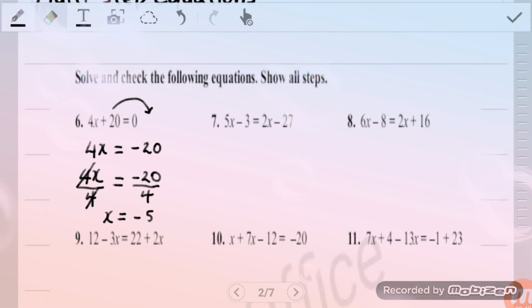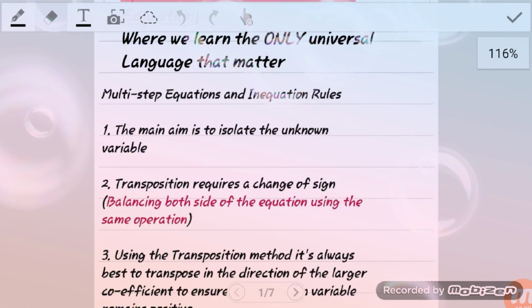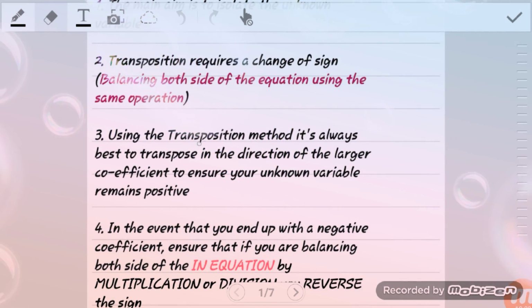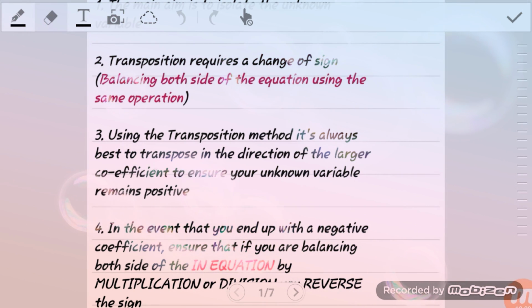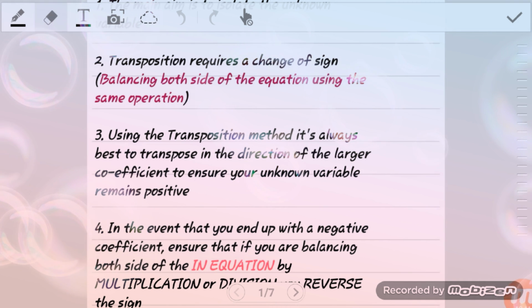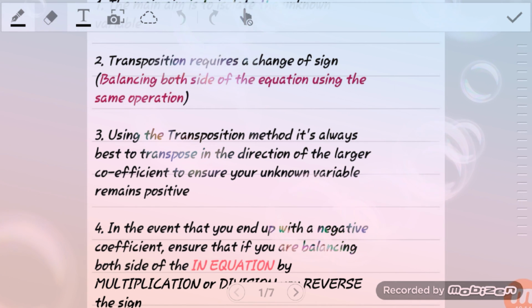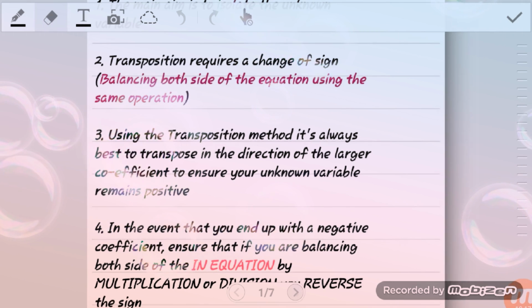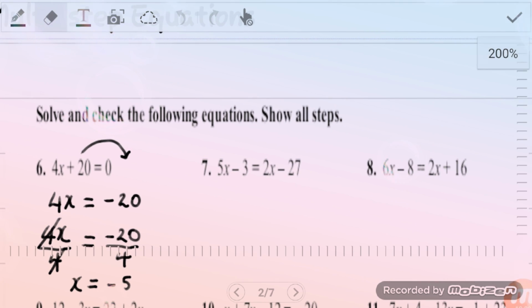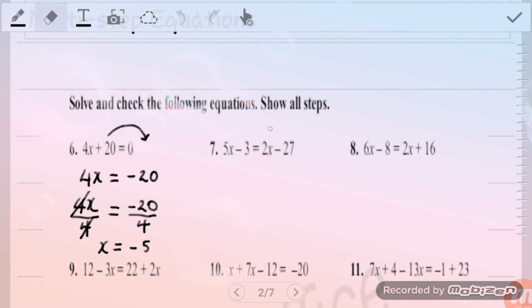Now, transpositional direction doesn't matter once you know what you're doing, but like I mentioned earlier in one of my rules, and if you can just go back a little bit here, you'll remember when I told you that using the transposition method, it is always best to transpose in the direction of the larger coefficient to ensure that your unknown variable remains positive. So number 3 plays an important role here. I would recommend, just to make it easy for you, that you transpose the 2x in this side here.